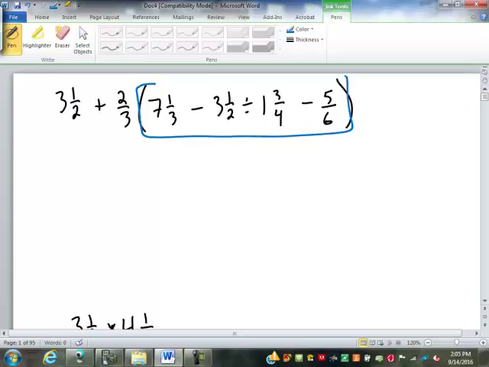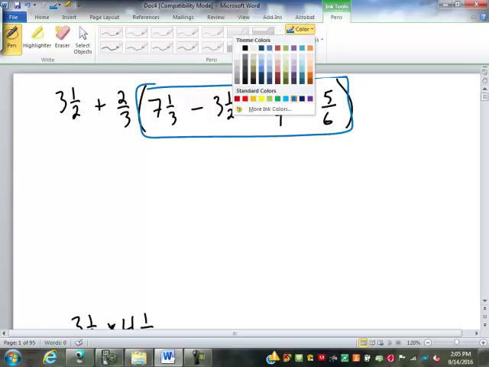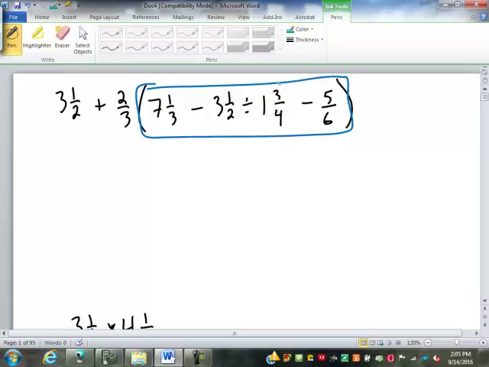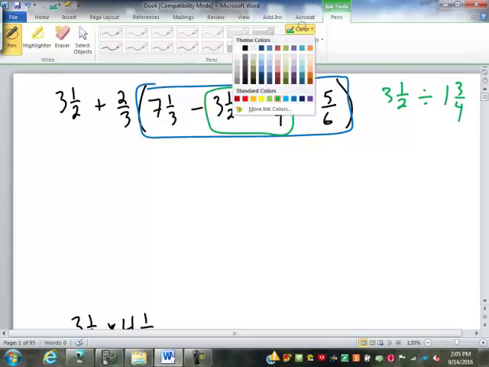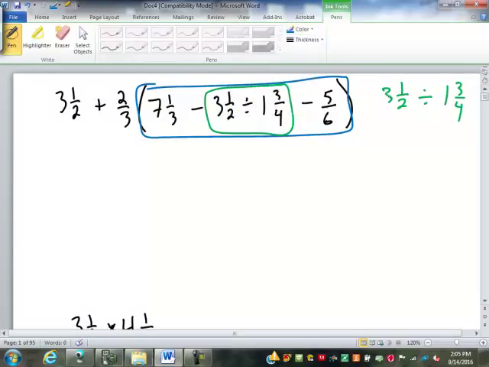Well, we see the parentheses, so we have to work in there first. But inside there, what has to happen first? The division. Now, 3.5 divided by 1 3/4. So, I'm going to write that out. This is just like order of operations with whole numbers, only the calculation is a little bit more complex. So, 3 times 2 is 6, plus 1 is 7/2.